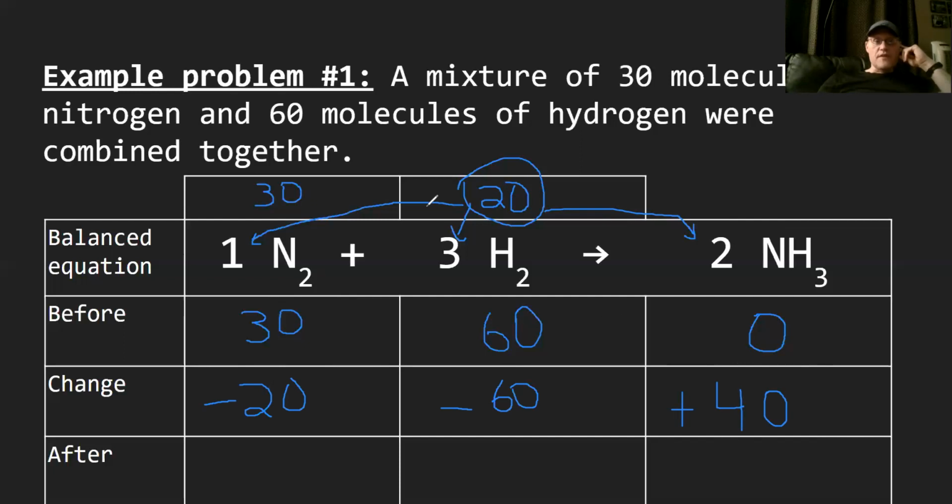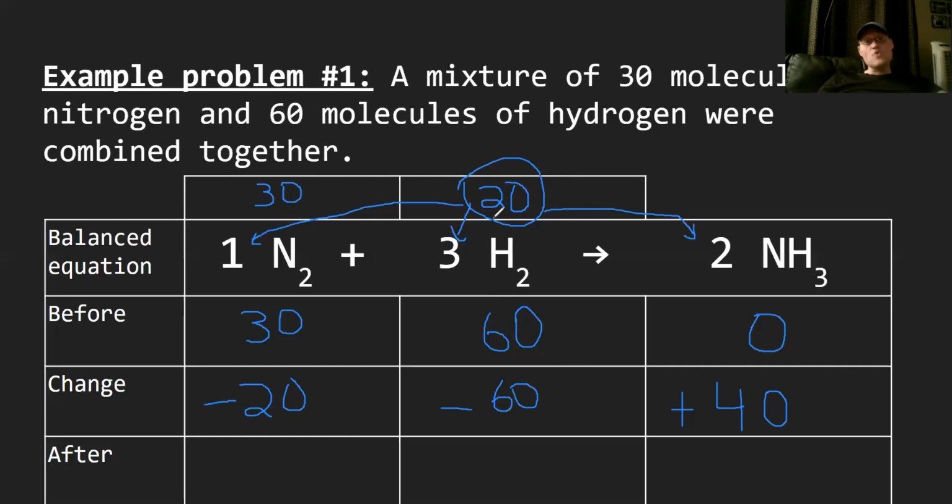I took the number of molecules of nitrogen in the before section and divided it by the 1 from the balanced equation and got my 30. Then I took the 60 molecules of hydrogen, divided it by 3 and got 20. Then I compare the 30 and 20 to each other, and the 20 is the smaller number, so that's going to be the limiting reactant. It's going to be the one that runs out first.